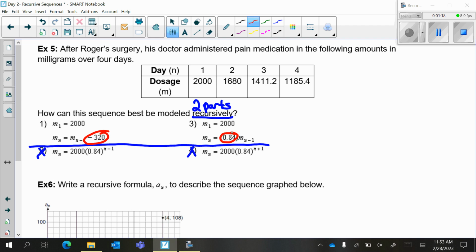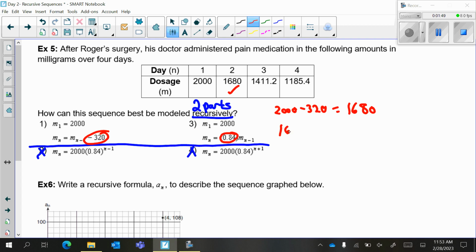Now, I don't like to multiply with decimals. I think it's easier to subtract. So if we were to subtract, let me get a calculator. If you did 2,000 minus 320 on your calculator, you would get 1,680, and that looks like it's great. But always double check to make sure your pattern works twice.